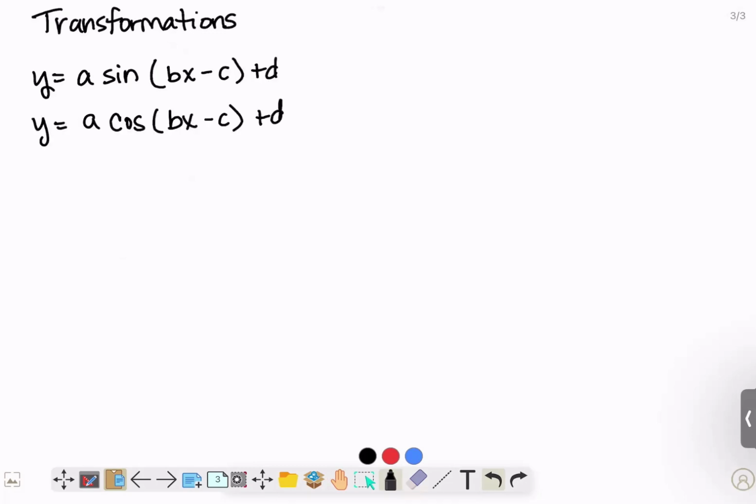And from this form of the equation, this is just like a template. Whatever that A is, the absolute value of it is called the amplitude. And I'll put the definition of amplitude up here. But the amplitude is half of the distance between the maximum and the minimum. So how high does it go or how low does it go?